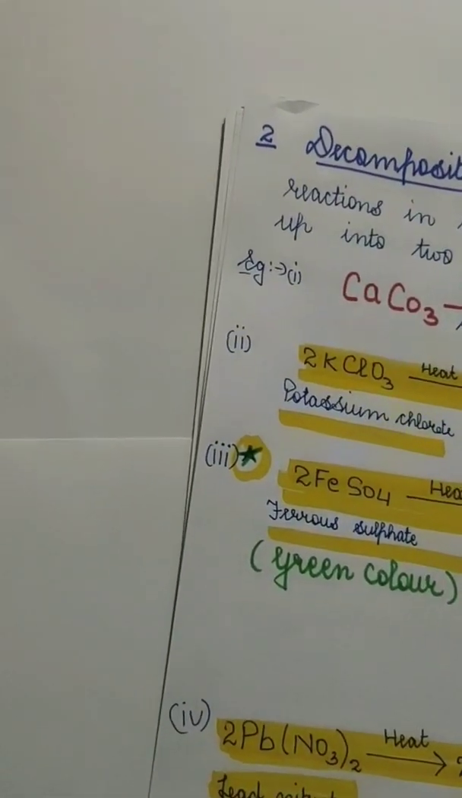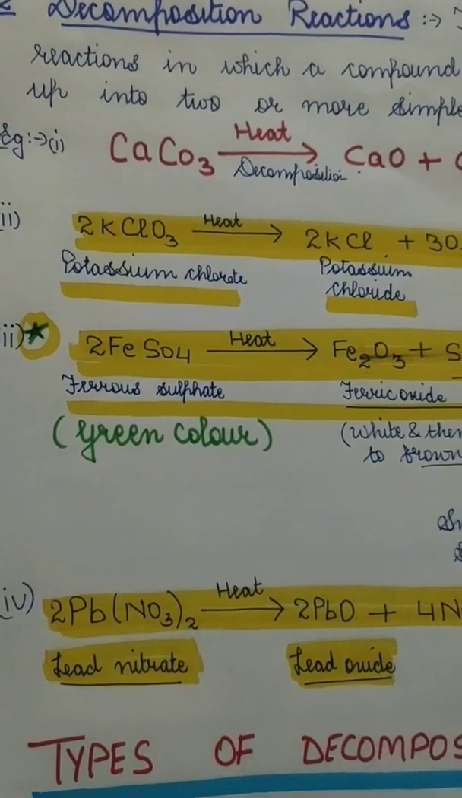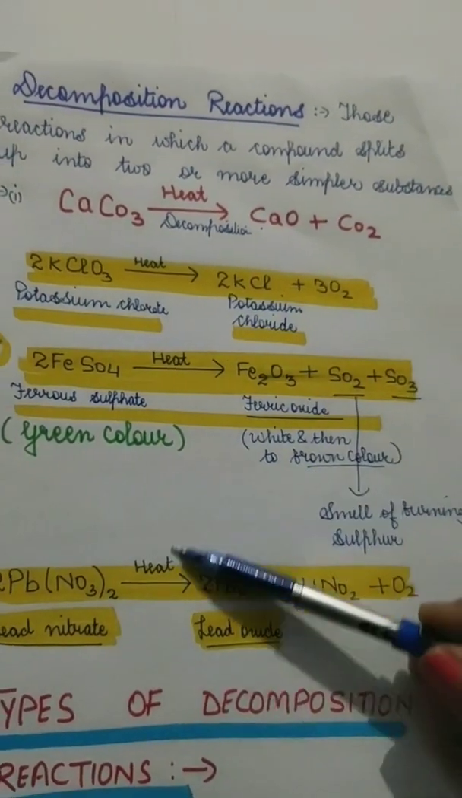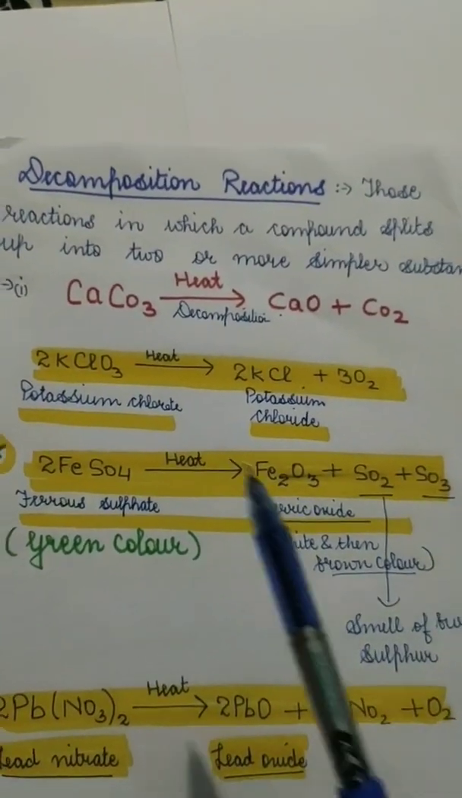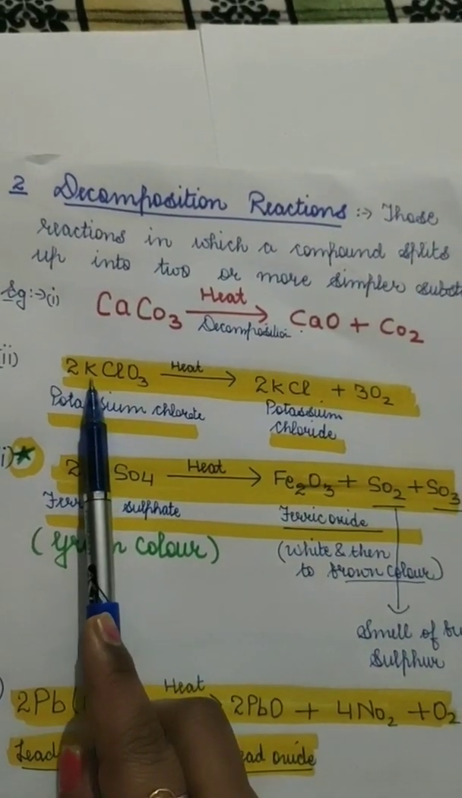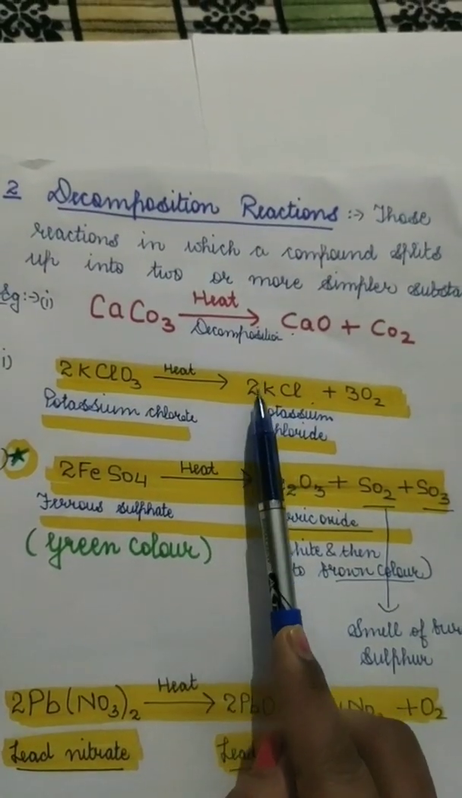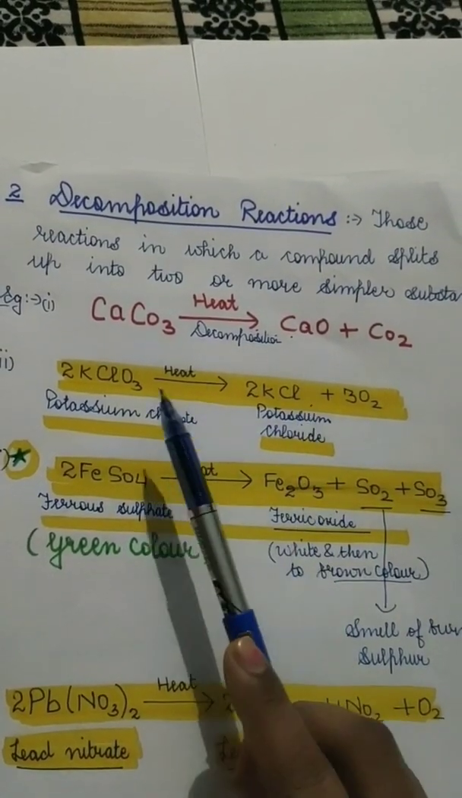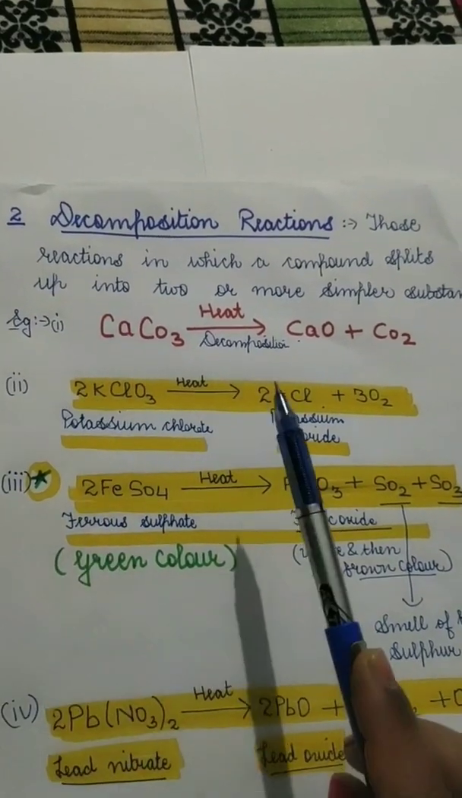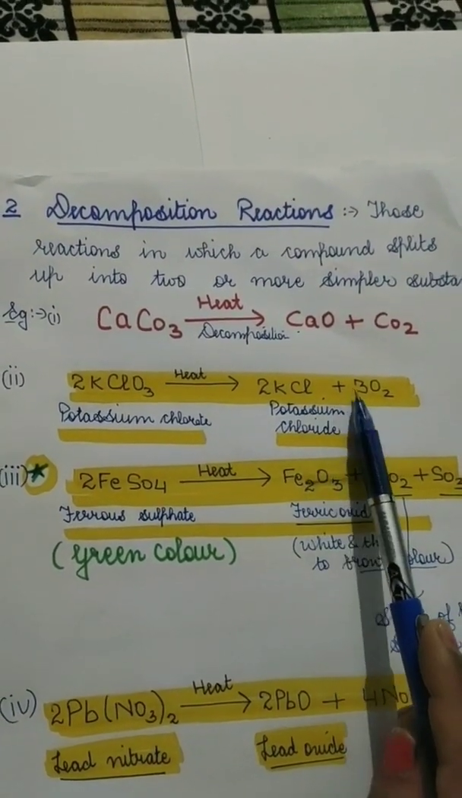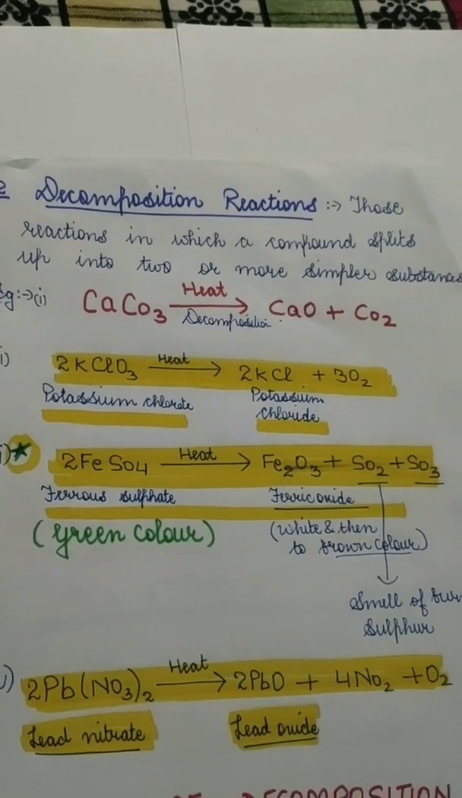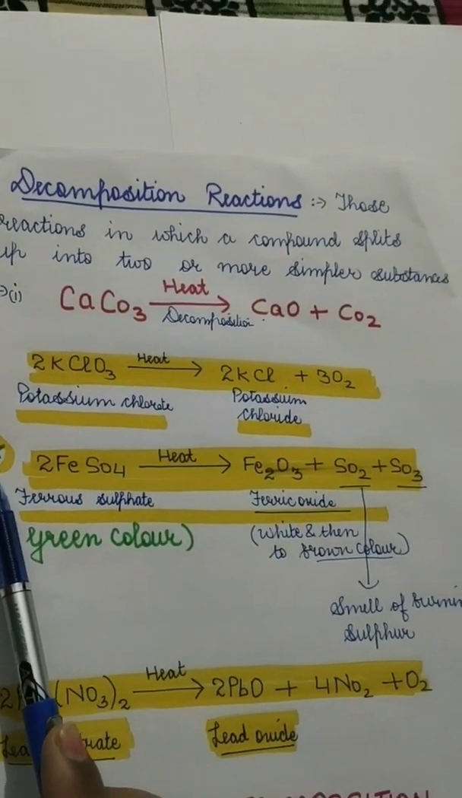Now there are many other examples of thermal decomposition as well, which I will be telling you. All these are examples of decomposition reactions. If you heat potassium chlorate, KClO3, you will get potassium chloride, and oxygen will be released. So this is a very important reaction.